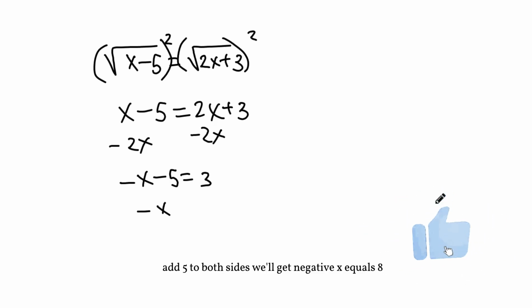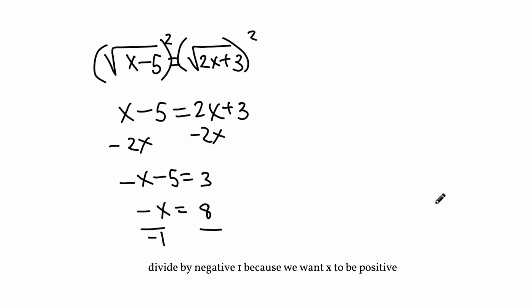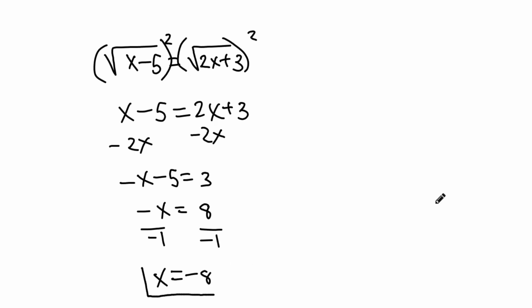Add 5 to both sides. We'll get negative x equals 8. Divide by negative 1 because we want x to be positive. So then we'll get x equals negative 8. So that is our answer, but we need to make sure that this isn't extraneous. So let's go ahead and plug it back into the original equation to make sure that we get the same output.